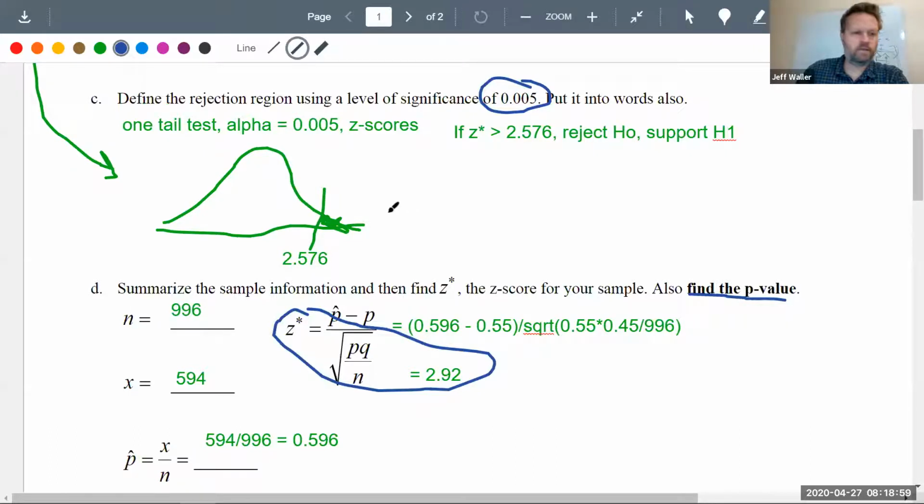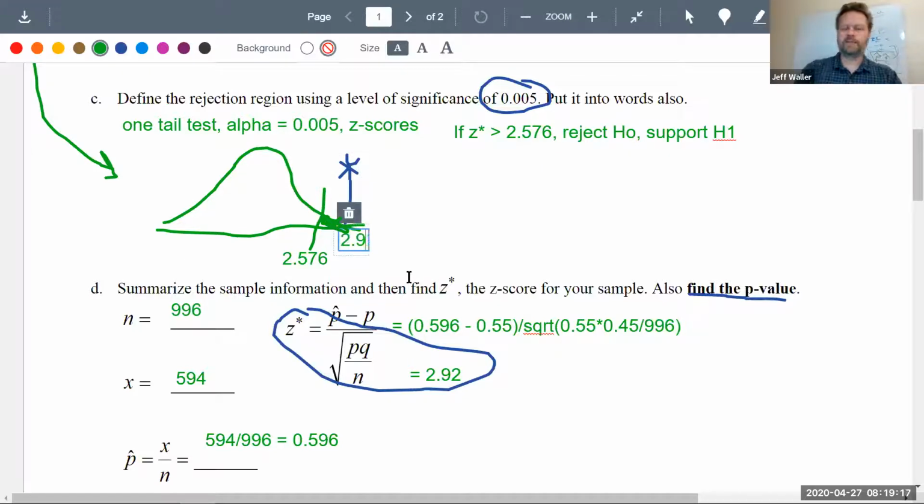Did we make it far enough? Yes, we did. There's 2.576, and we blew that out of the water. If it'll let me draw, there we go. So there's our Z star, 2.92.